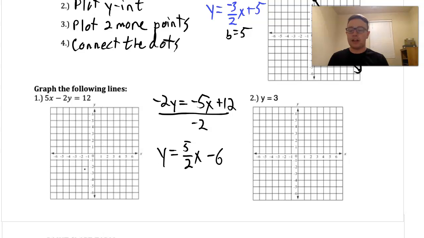We go to our graph. We go all the way down to minus 6. And then we plot our points. So we go up 1, 2, 3, 4, 5 over 2. We go up 1, 2, 3, 4, 5 over 2. And then we draw our line.